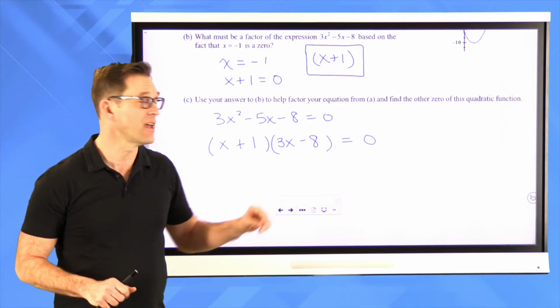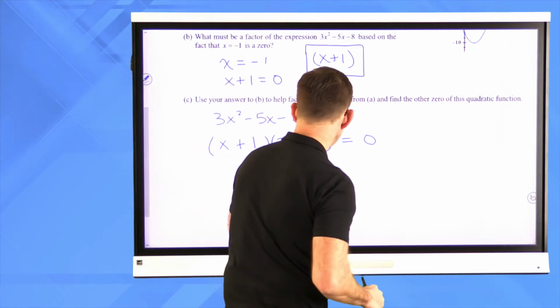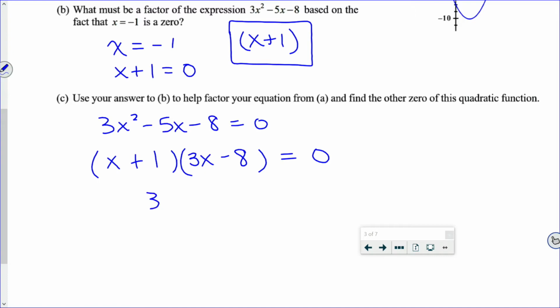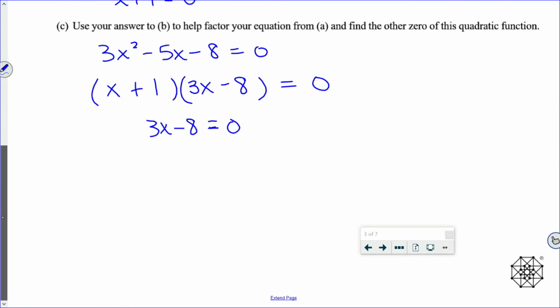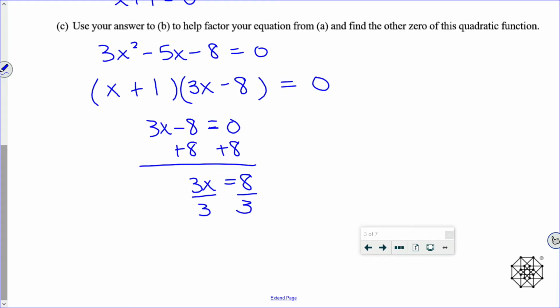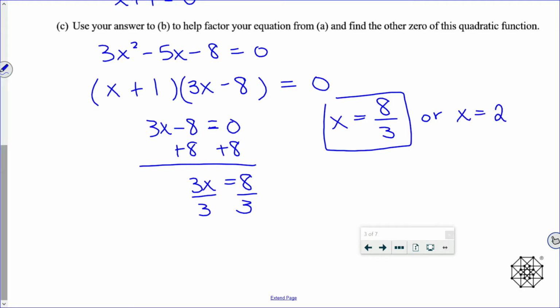That now means I can take my 3x minus 8 and set it equal to 0. I can add 8 to both sides, and that will give me 3x is equal to 8. I can divide both sides by 3, and that will give me x equals 8/3, which is a perfectly good way to leave your answer, but I'm going to actually write it in mixed number form. That's going to be 2 and 2/3.